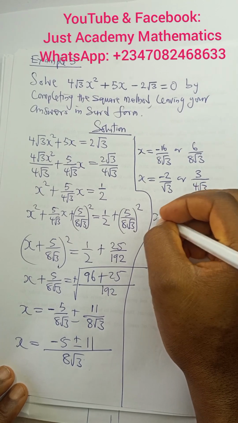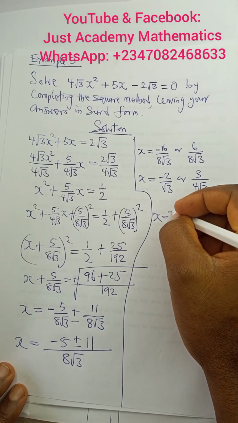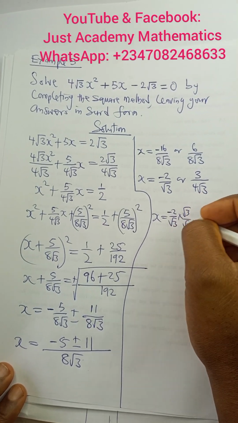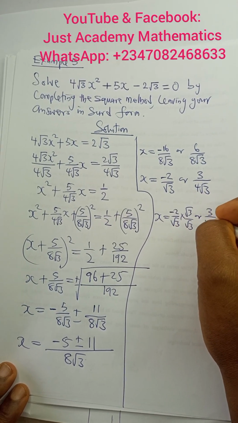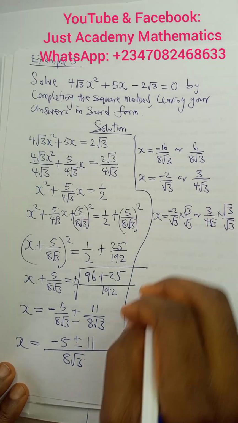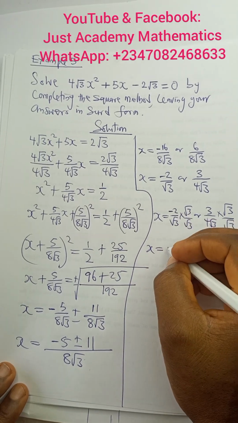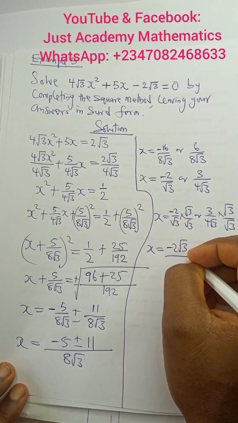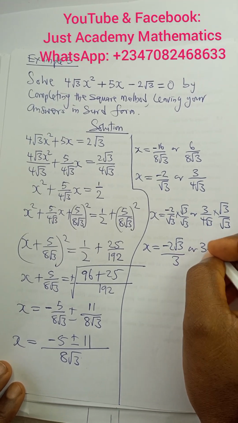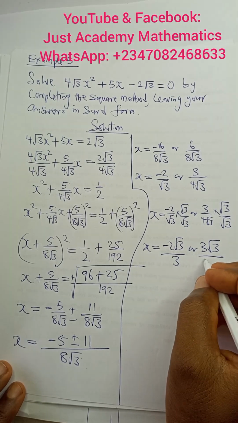So rationalize each of them. You don't leave roots in the denominator for short form. So this is minus 2 over root 3 times root 3 over root 3, or 3 over 4 root 3 times root 3 over root 3. Are you with me now? So x is equal to, this is minus 2 root 3 over 3, or 3 root 3 over root 3 times root 3, 3 times 4 is what? 12.